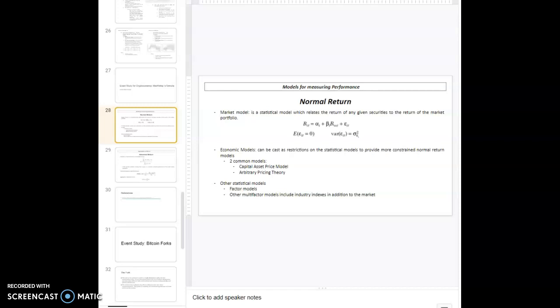Moreover, the paper also suggests that economic models could be used, which can be cast as restrictions on the statistical models to provide more constrained normal returns. As a result, there are two common models that are used, which are the capital asset pricing model and the arbitrage pricing theory.